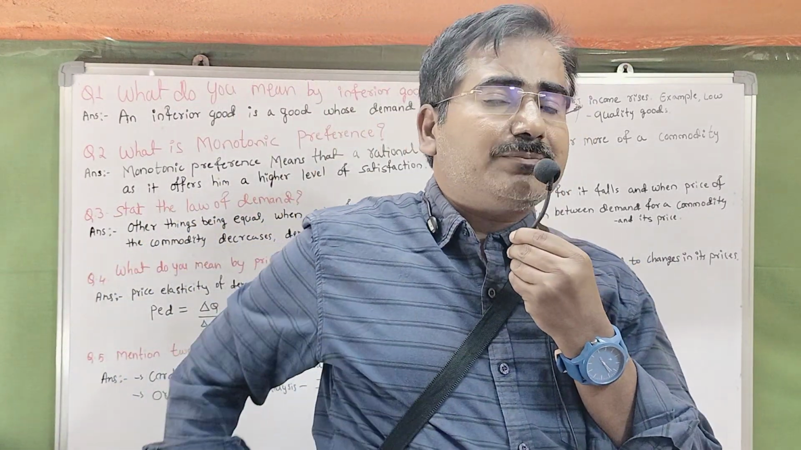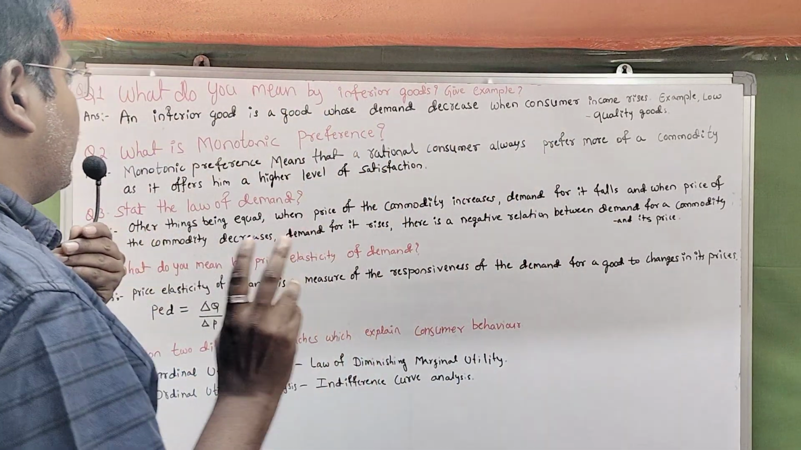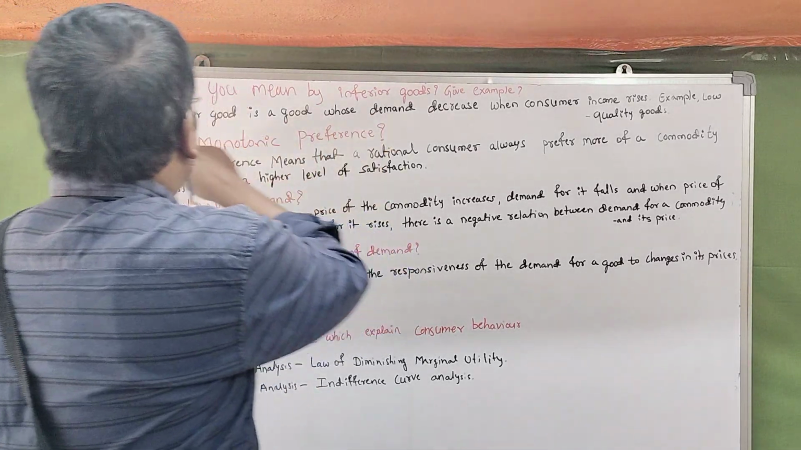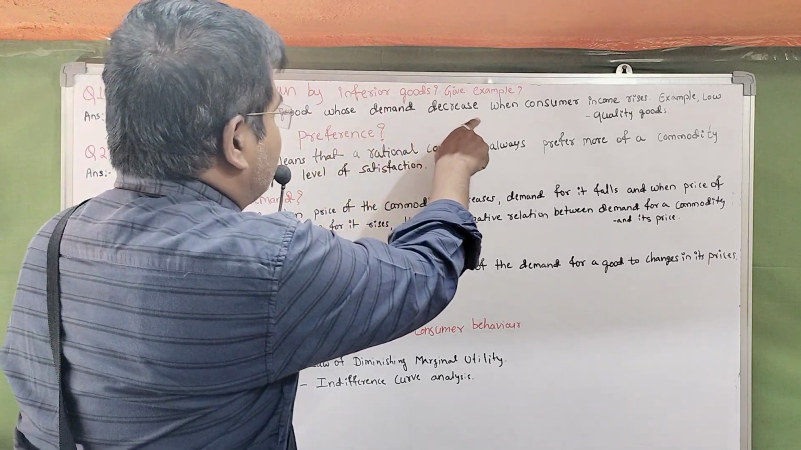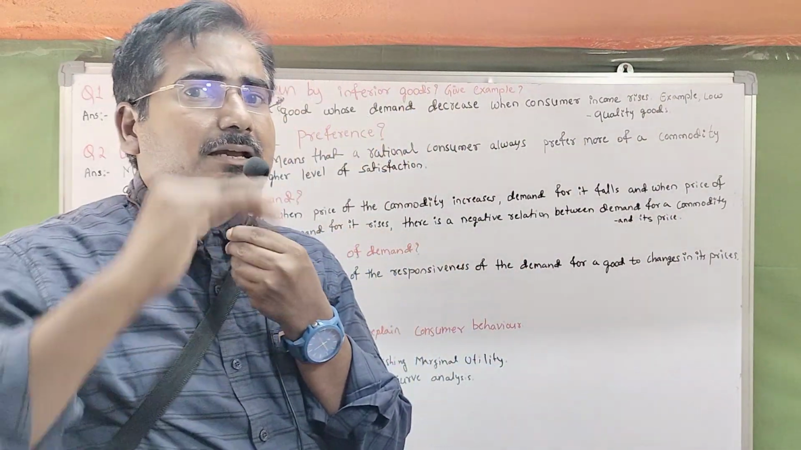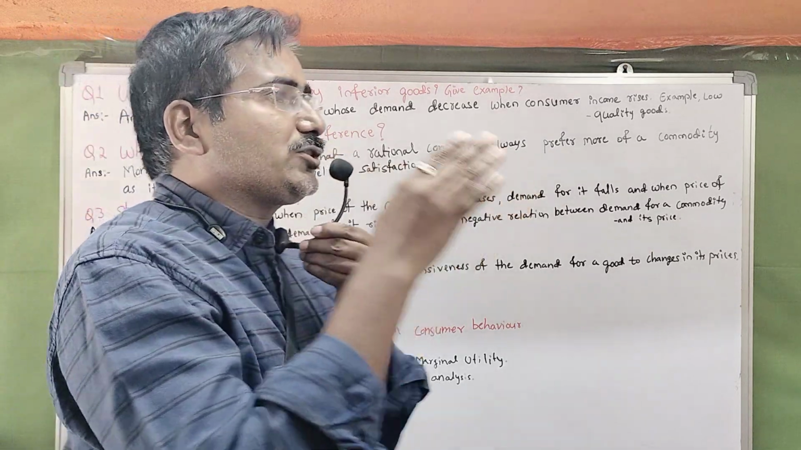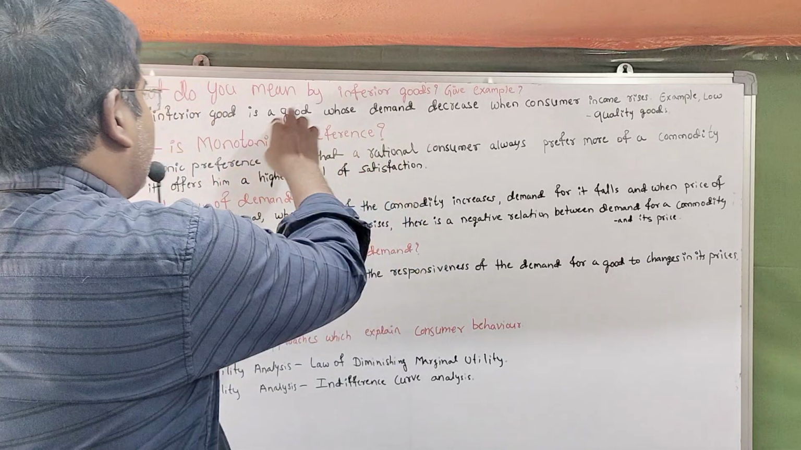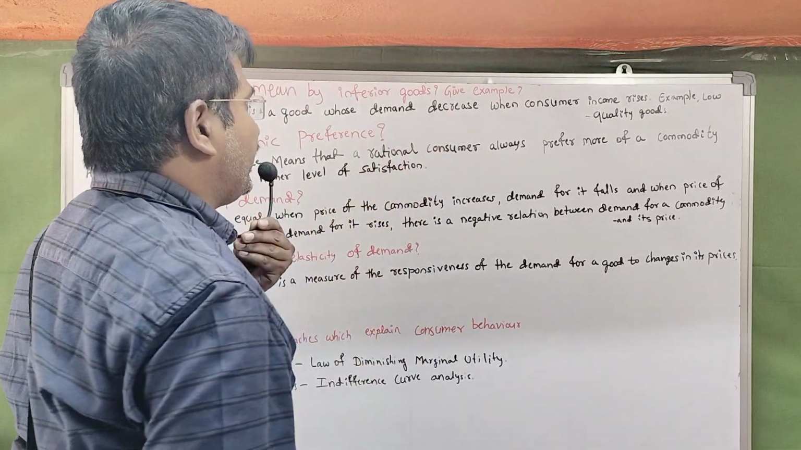Inferior goods are about a relationship. An inferior good is a good whose demand decreases when the consumer's income rises. When income rises, demand automatically falls. That is the opposite direction, or vice versa. That kind of good we call an inferior good.